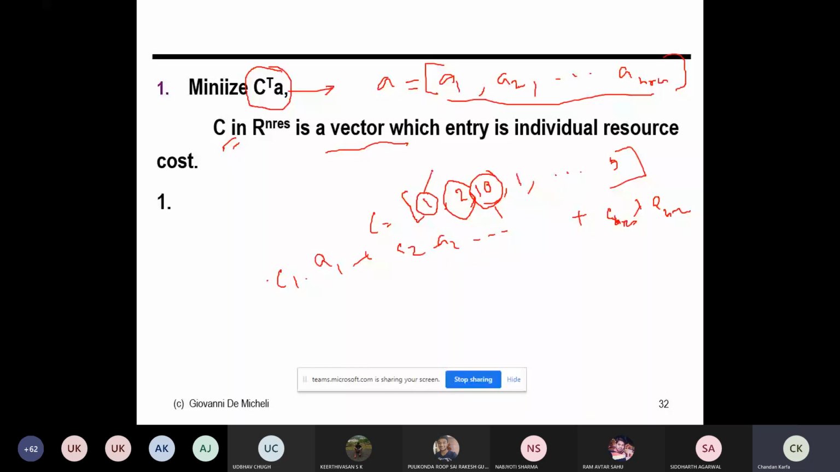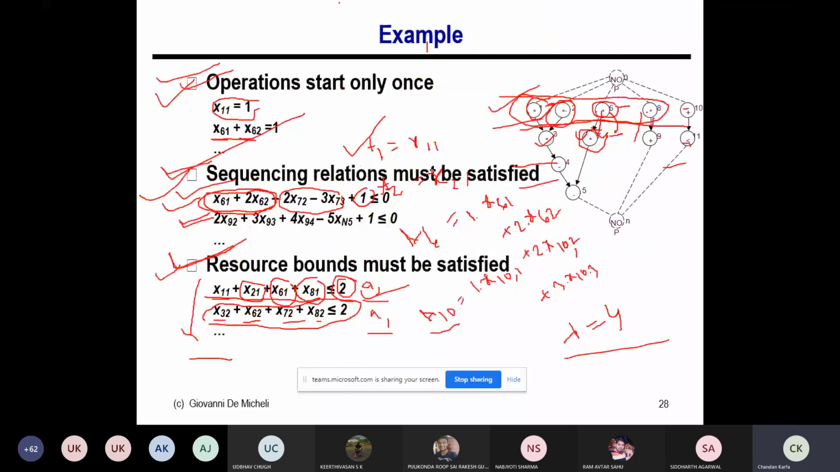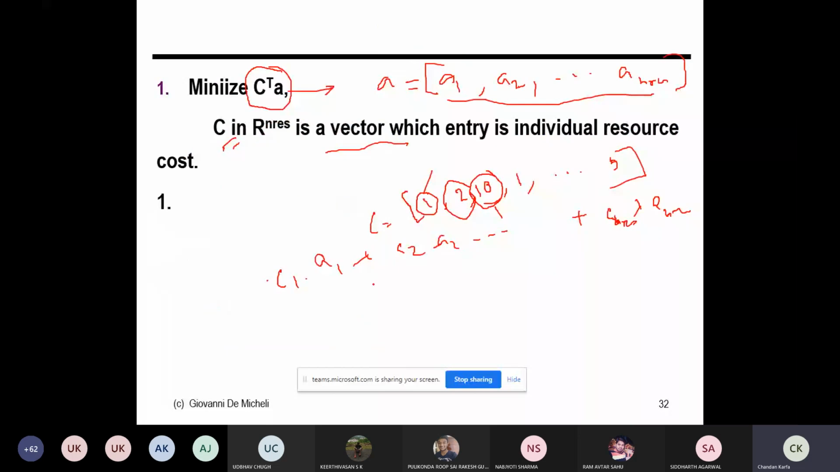So you understand that now I have the same set of constraints, just like previous. The only thing is that this value is unknown, plus the latency bound, and my objective function is now completely different because I want to minimize. I want to identify the values of A1 to A-n resource such that the overall cost of this area is minimum, right? And this cost C is the relative area value of those particular operators.